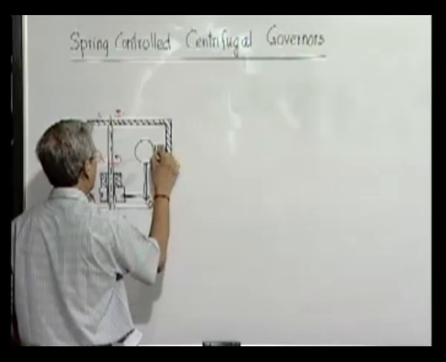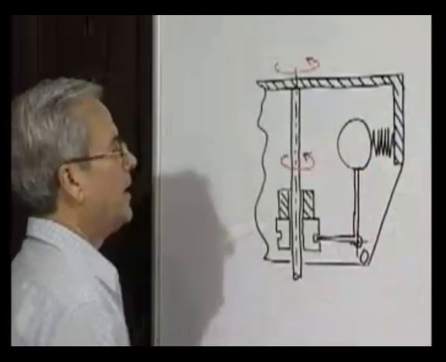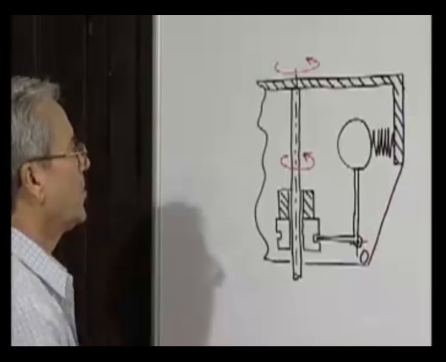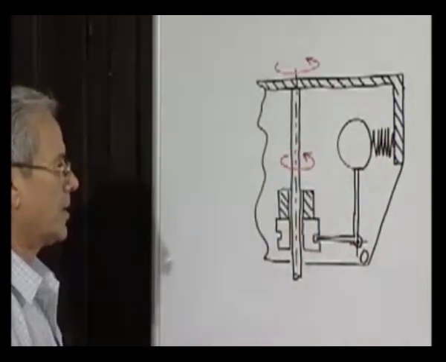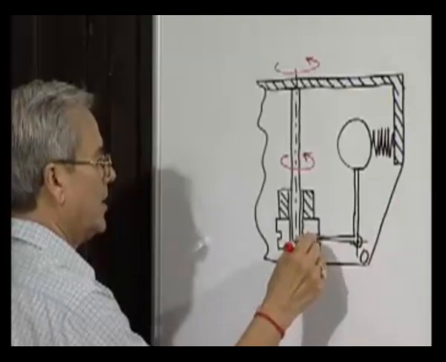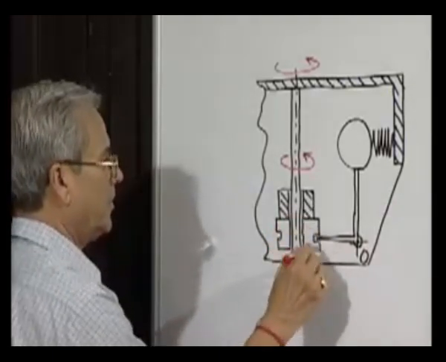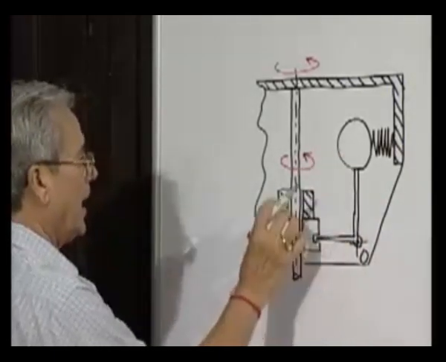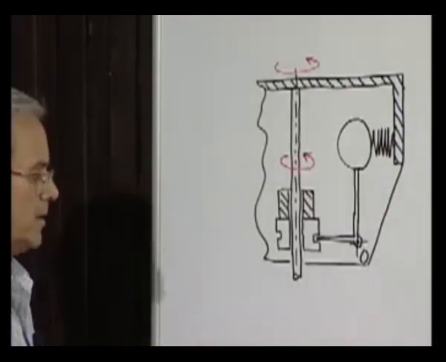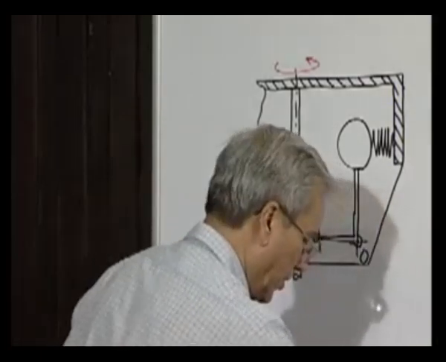This ball is pressed again, a spring which rests one side to the casing, other side to the ball, so that it applies a pushing force in this direction, and the sleeve which is going to be operated by this lever that ultimately controls the valve mechanism. So this is the type of spring control governor.